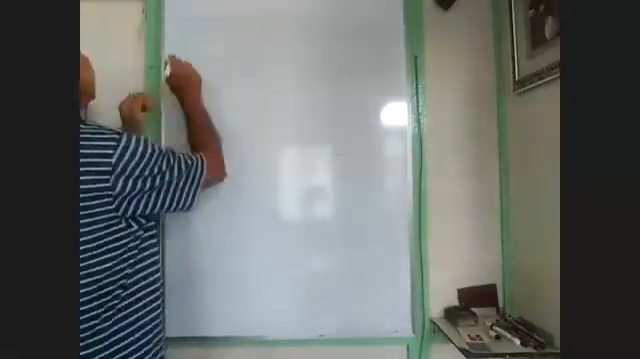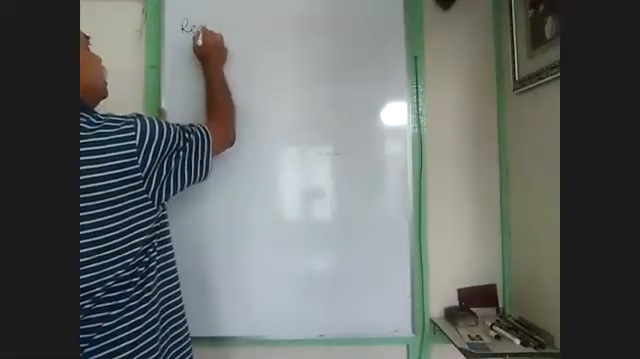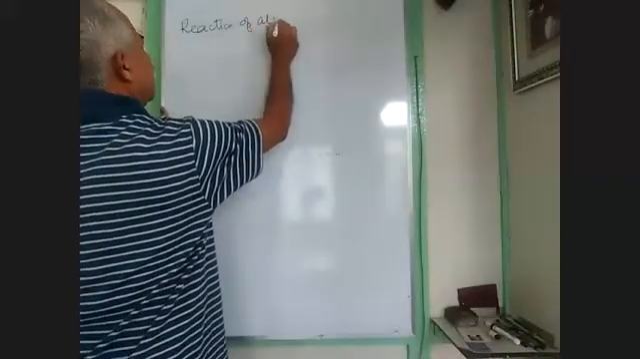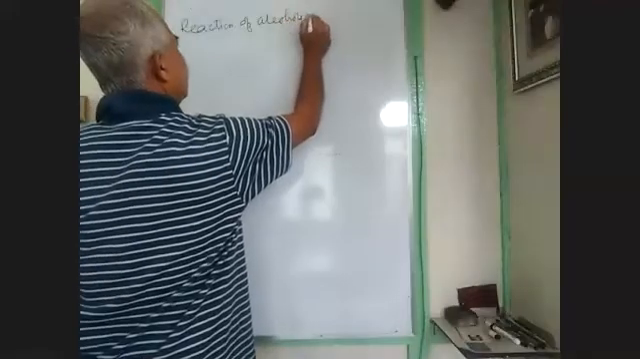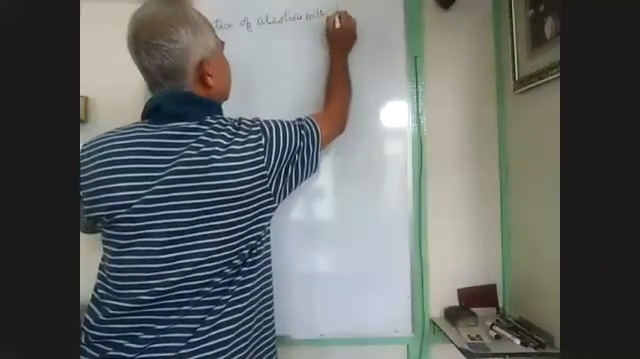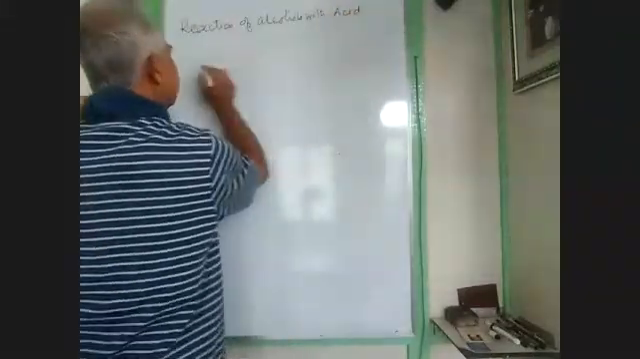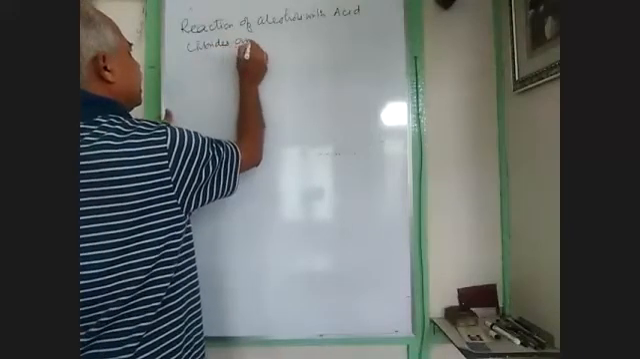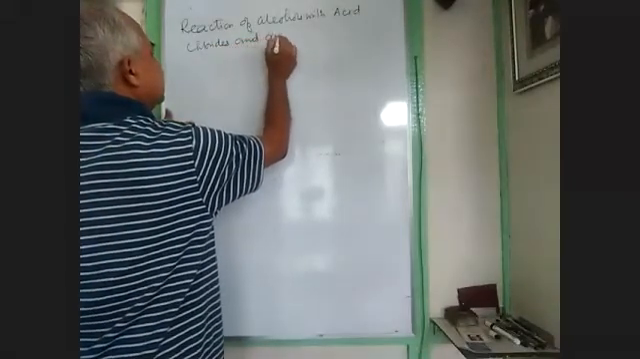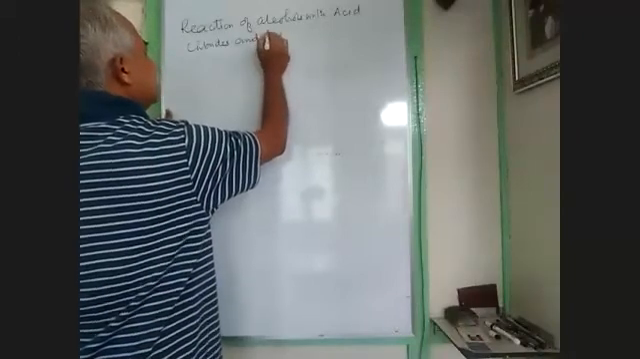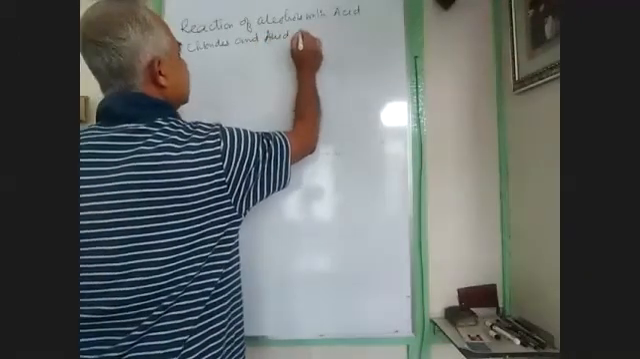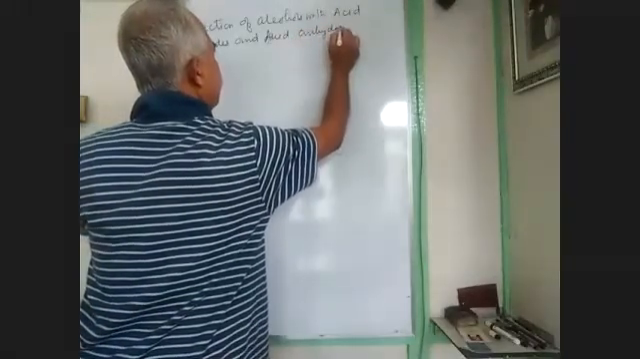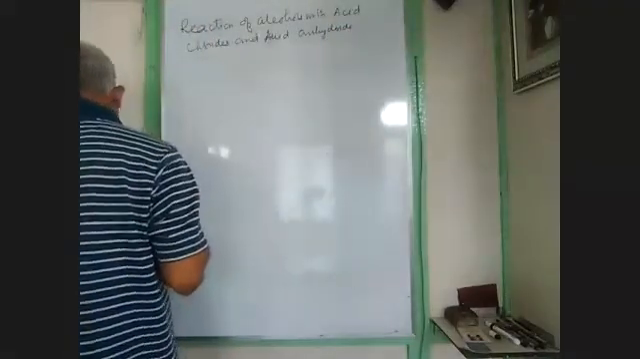Okay, now you will be able to see. Reaction of alcohols with acid chlorides and acid anhydride. Now first I do with acid chlorides.